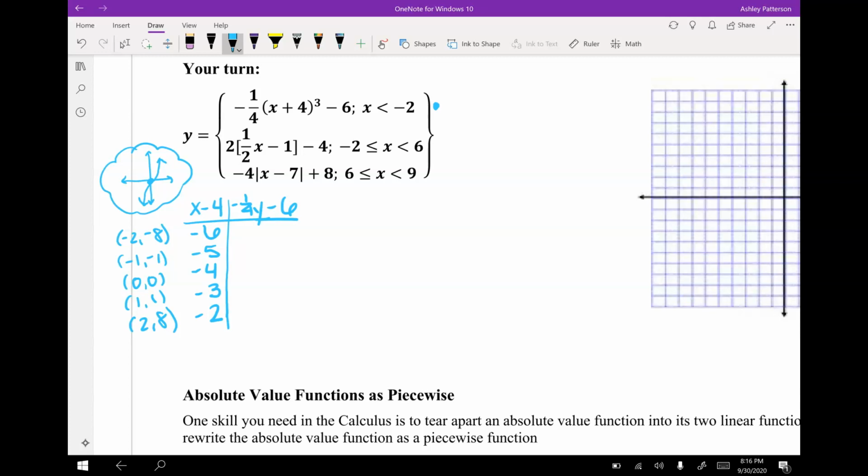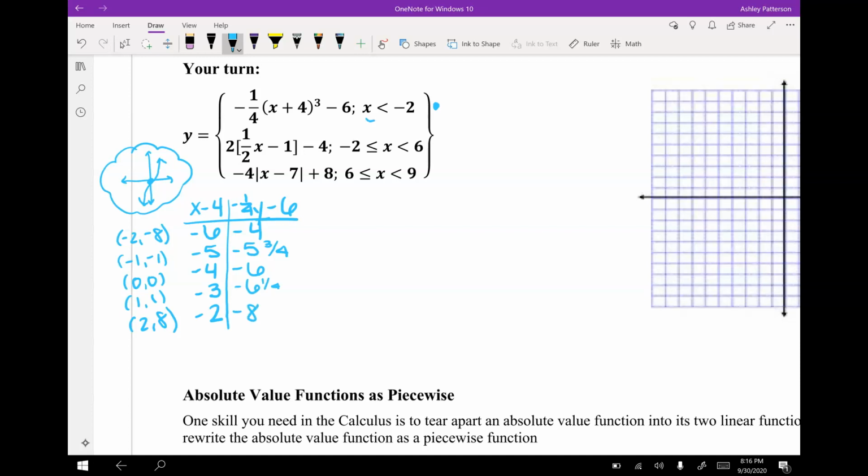For negative 8, if we substitute that in, negative 8 times a negative 1/4 is 2. 2 minus 6 gives us negative 4. Negative 1 times negative 1/4 is 1/4. Minus 6 gives us negative 5 and 3/4. 0 gives us negative 6. 1 will give us negative 6 and 1/4. And then 8 will give us negative 8.